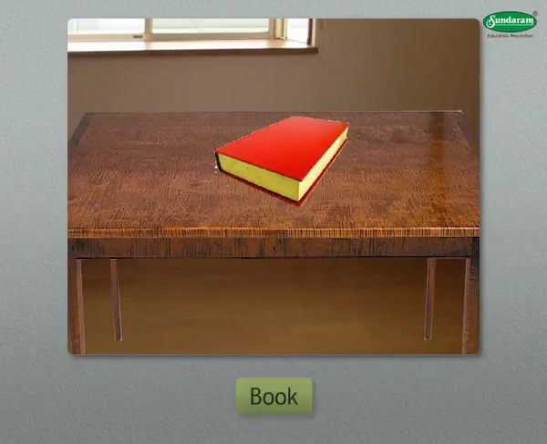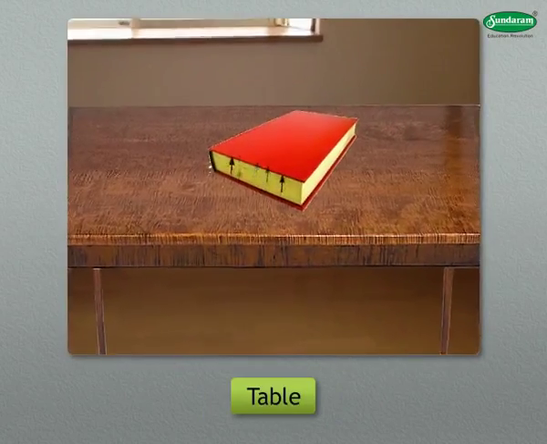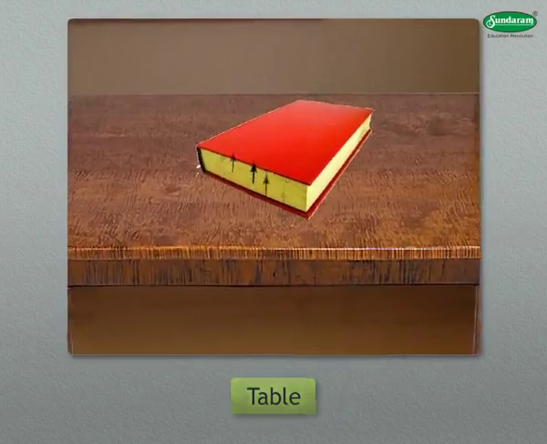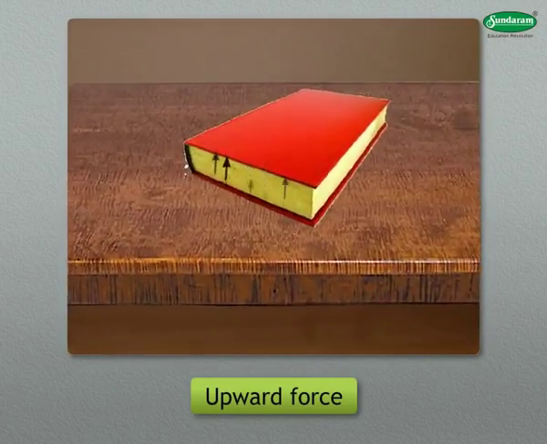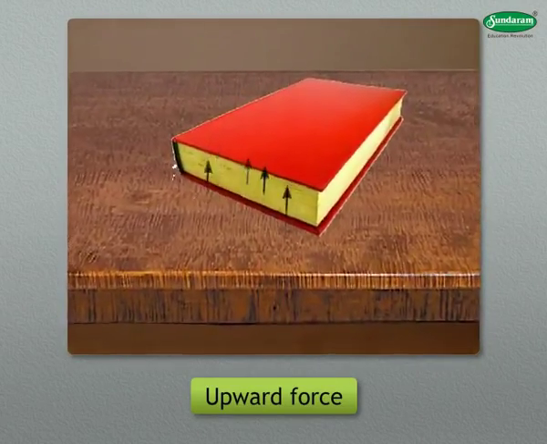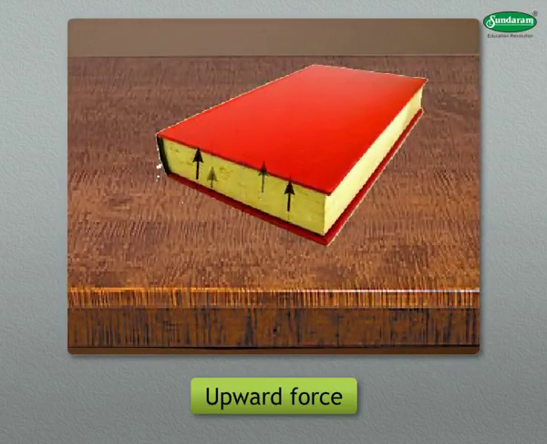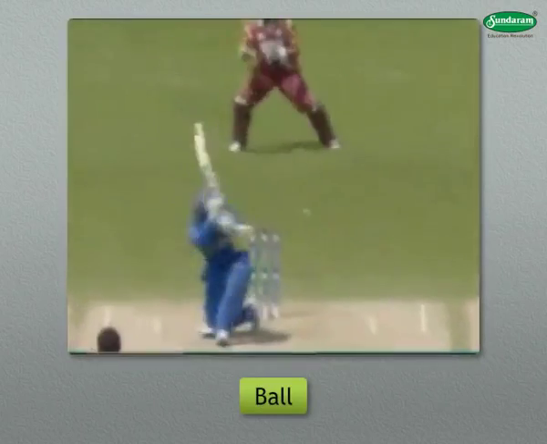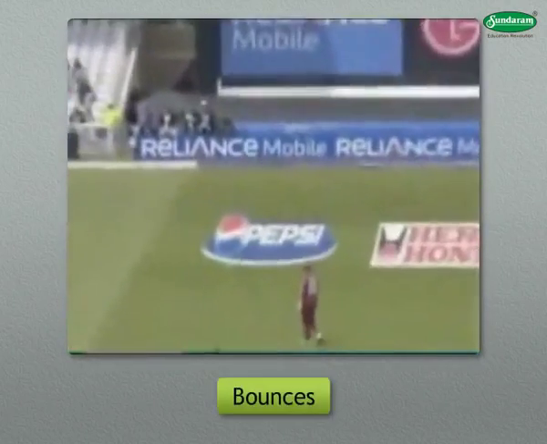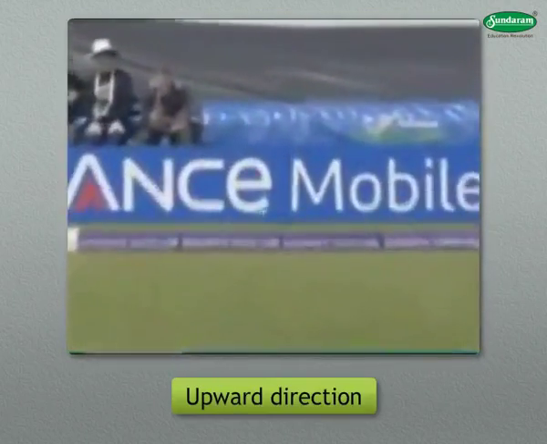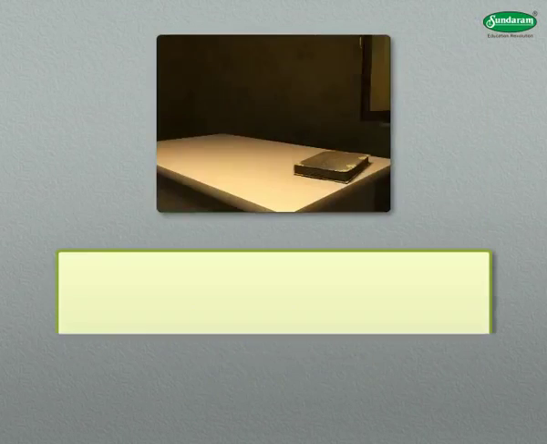For example, when a book is kept on a table, the table exerts an upward force on it, but it is not visible. All that you observe is the book remaining stationary. When a ball is hit on the ground, it bounces in an upward direction. It is the visible effect of force.